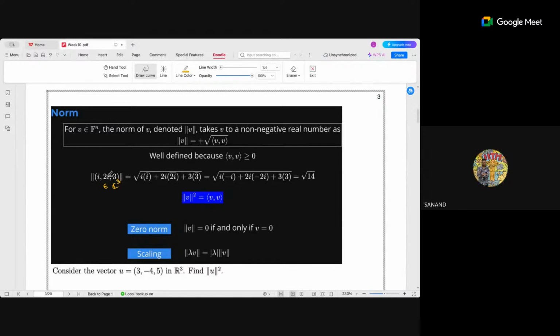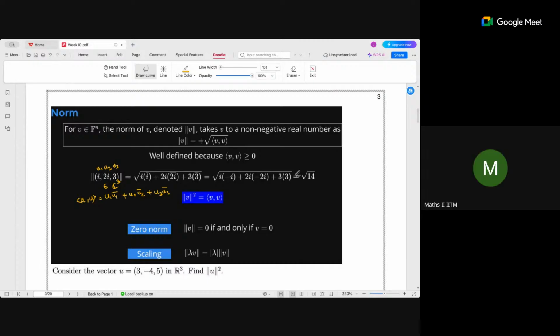Here is an example given to you: i, 2i, 3. First of all, this is a vector from which space? C3, because you have imaginary numbers. Let's say this is your u1, u2, u3. How do you do the inner product u comma u? The formula is u1 u1 bar plus u2 u2 bar plus u3 u3 bar. That's what they have done here, and then they applied the conjugate for each of the numbers and computed the value.